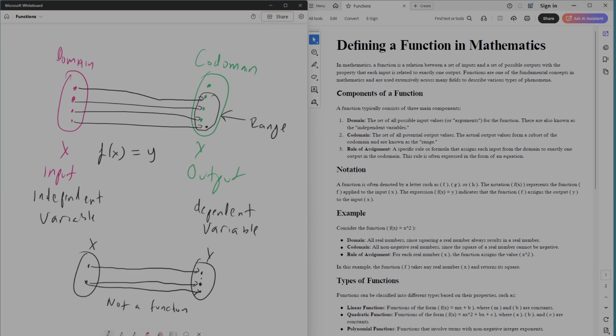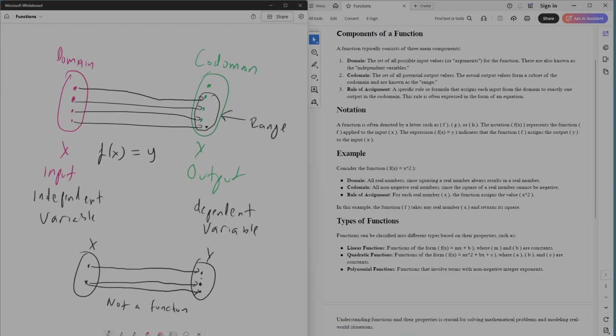So what are some types of functions? Some types of functions would be linear functions, which are of the form f of x equals mx plus b, where m and b are constants, or quadratic functions like x squared, where ax squared plus bx plus c, and a, b, c are constants, or other polynomial functions, functions that involve terms with non-negative integer exponents.